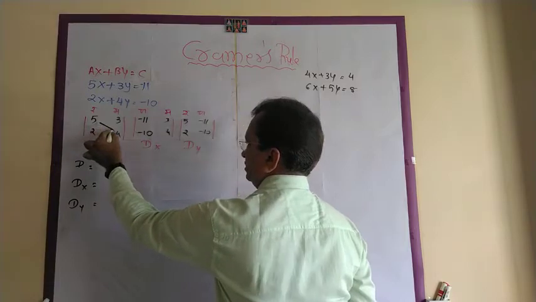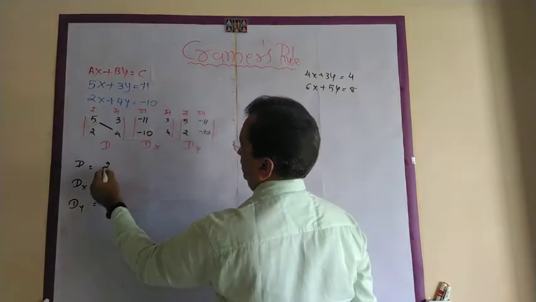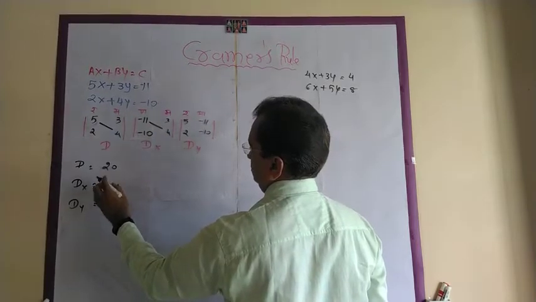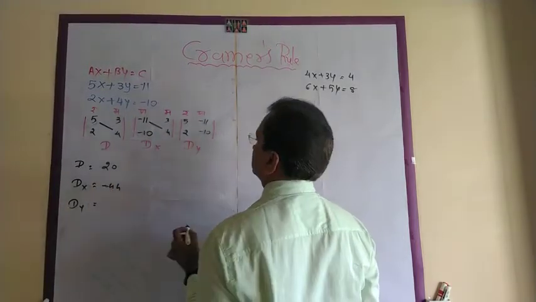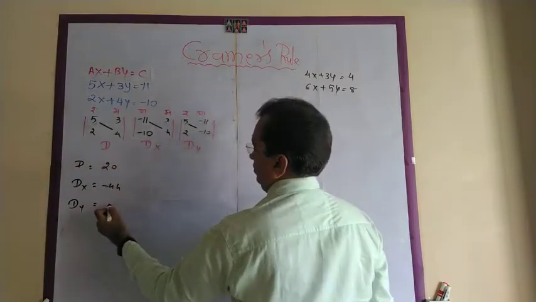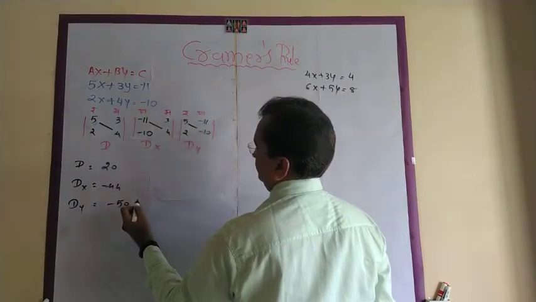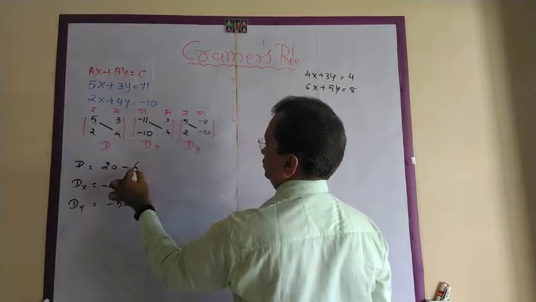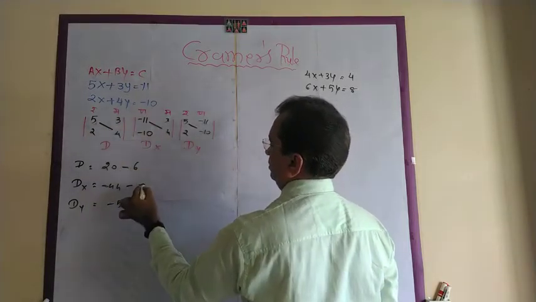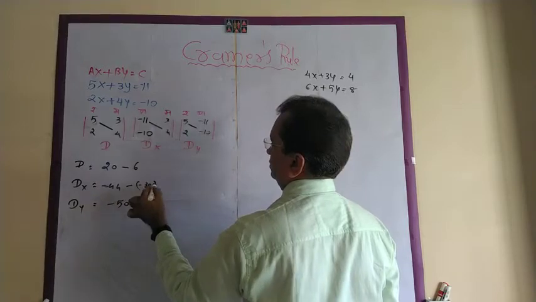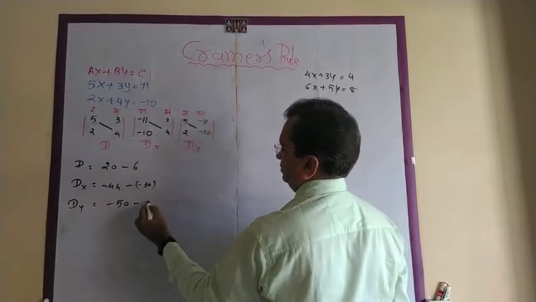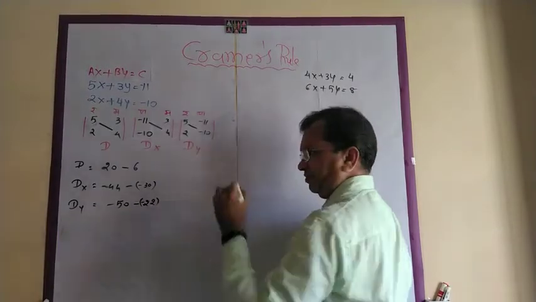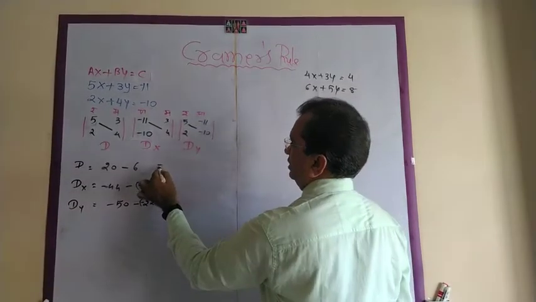Always you take this product first: 5 times 4 is 20, and this 11 times 4 is 44, that is minus 50. Then minus the product of the rest of the two: 6, minus 30, and the rest of two product, that is also minus. Now find out the answer.